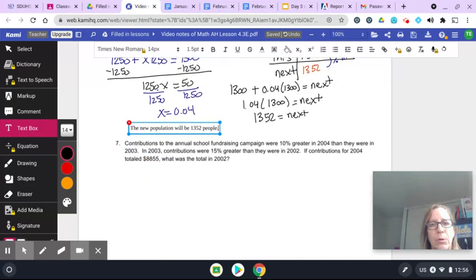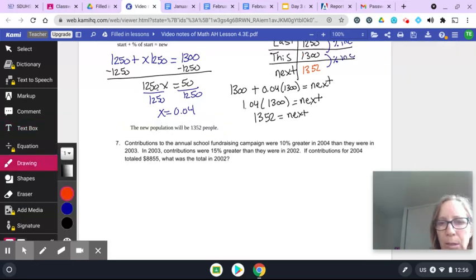Here we go. The contributions of the annual school fundraising campaign were 10% greater in 2004 than they were in 2003. In 2003, the contributions were 15% greater than they were in 2002. If the contributions for 2004 totaled $8,855, what was the total in 2002? All right, that's a lot of stuff. I'm going to organize. I see 2002, 2003, 2004. So I'm going to go ahead and organize. Again, you don't get graded on your organization, but it is helpful.